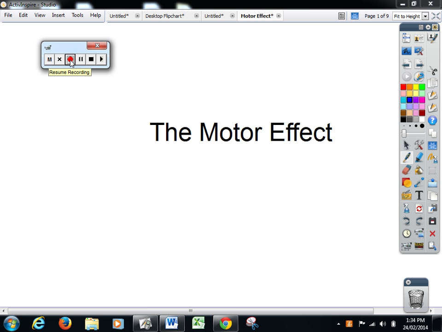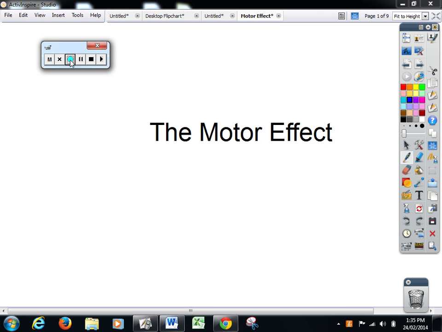Okay, the motor effect. We're going to start with page 1 on your course notebook. Because the new topic is motors and generators, the first thing we're going to look at is motors. What is the basic principle behind all motors?